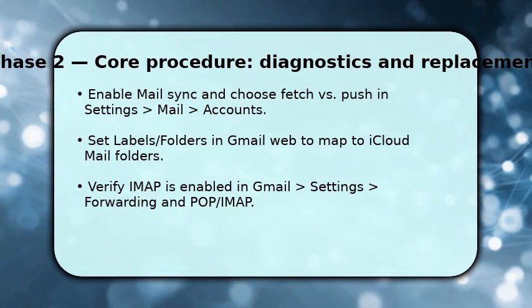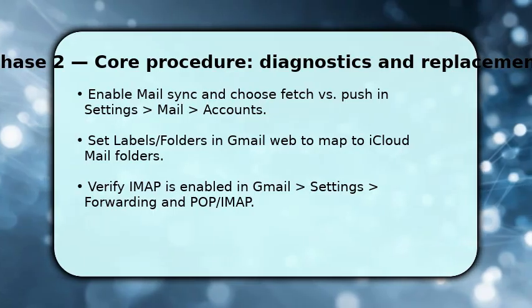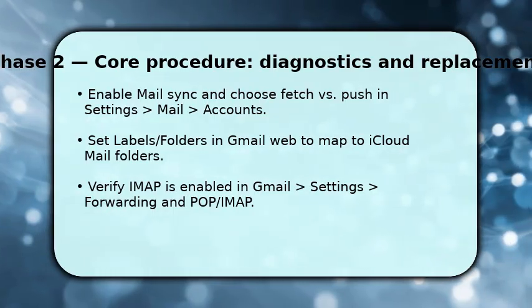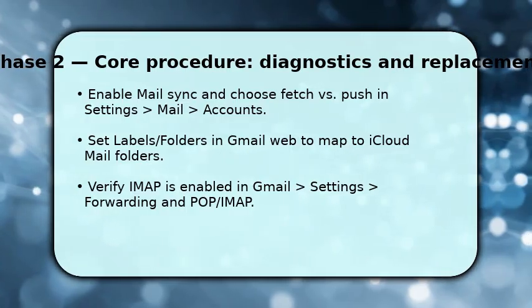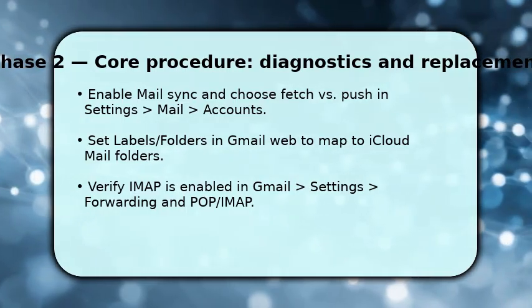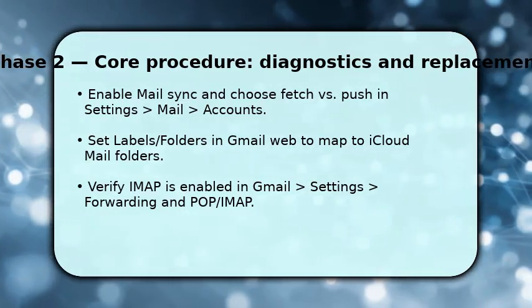Once the account is added, configure how messages sync. Go to Settings, Mail Accounts, your Gmail account, and enable Mail. Decide between Push for immediate delivery or Fetch on a schedule. Push saves delay, Fetch reduces battery use.